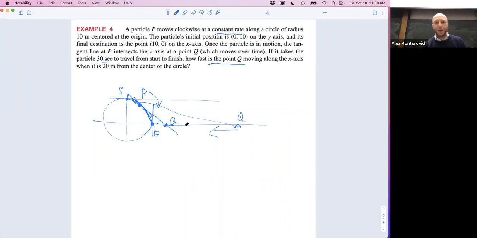How fast is the point Q moving along the x-axis when Q is 20 meters? So if this is Q out here, if this is 10, a radius of 10 meters, when Q is 20 meters, twice as far, how fast is Q moving?